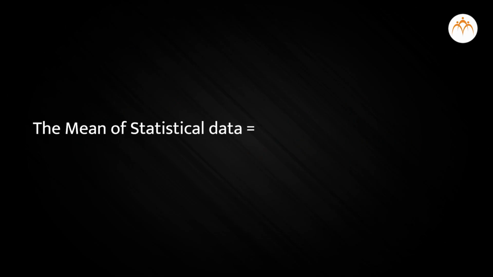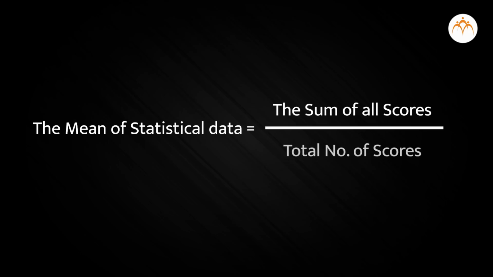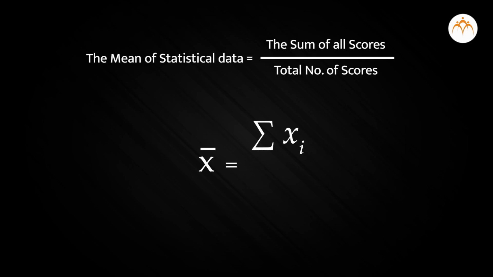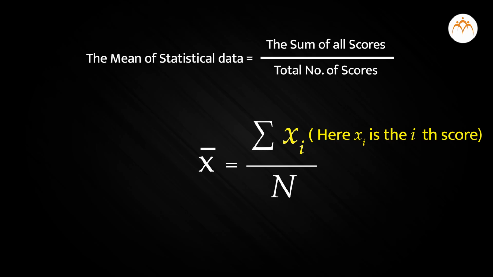The mean of statistical data is equal to the sum of all scores divided by the total number of scores. That is, x bar is equal to summation xi divided by n. Here, xi is the ith score. Mean is denoted by x bar and it represents the average of the given data. When the number of scores in a data set is large, it becomes tedious to write all numbers in the above formula and take their sum. So, we use some different methods to find the sum.